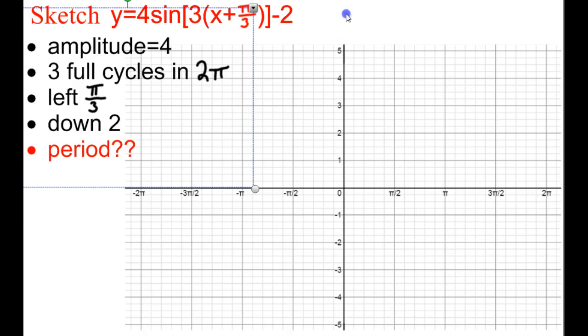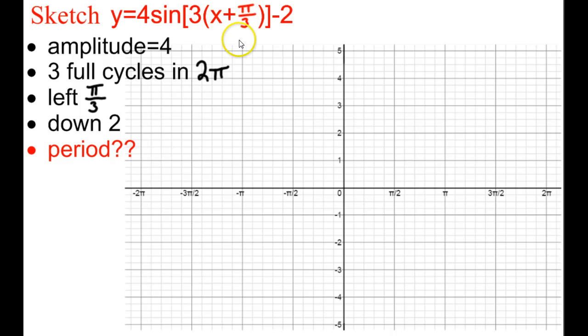So again, on the normal sine curve, our graph starts at 0, goes up, comes back down through pi and back up to 2 pi. So there's one full cycle, starting up and then back down and back to the starting point in that 2 pi. Now we're going to have 3 full cycles in that 2 pi.